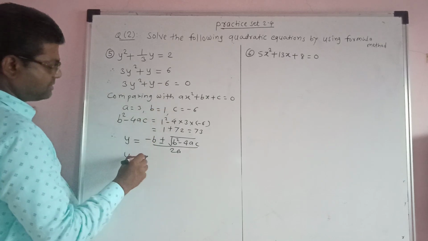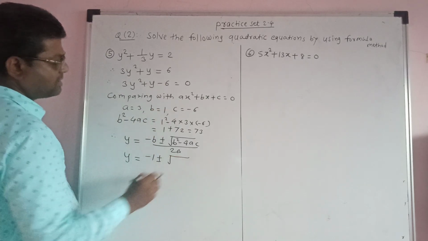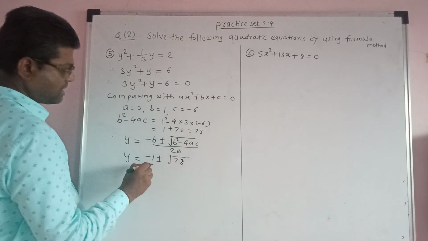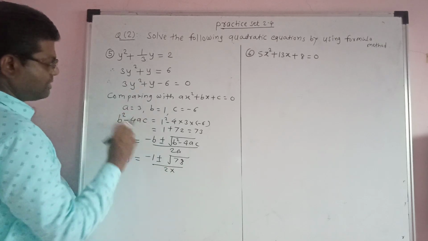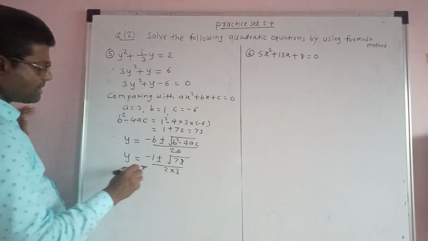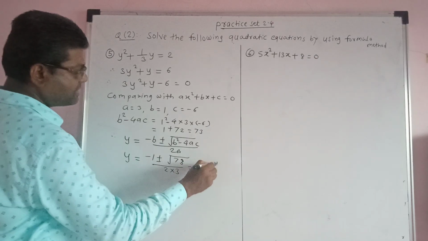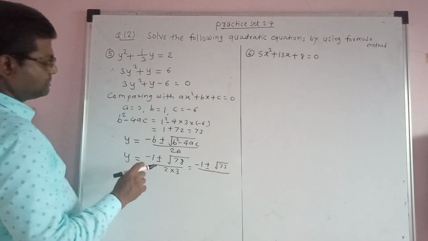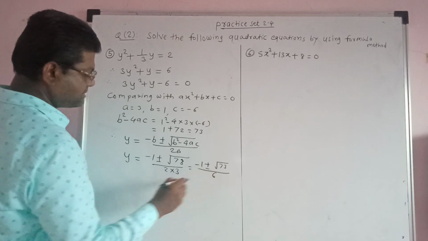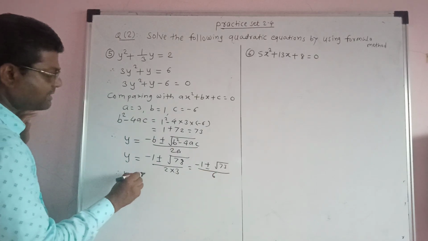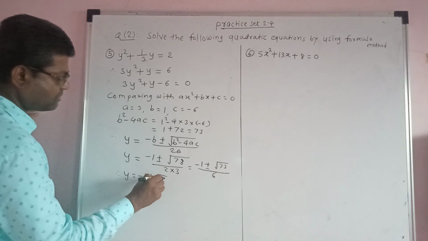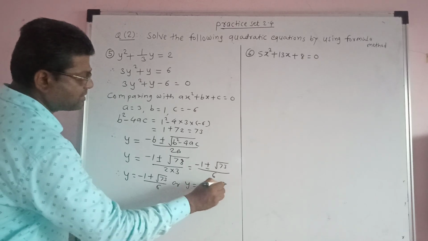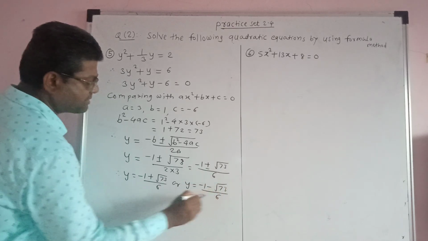Value of b is 1, therefore minus 1 plus minus, b square minus 4ac value is 73, upon 2 into value of a is 3. Therefore it will be minus 1 plus minus root 73 divided by 2 into 3 is 6. Therefore x is equal to minus 1 plus root 73 upon 6, or x is equal to minus 1 minus root 73 upon 6.